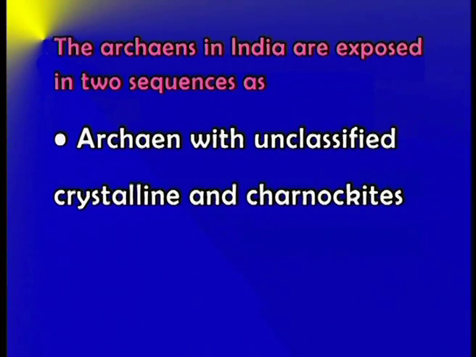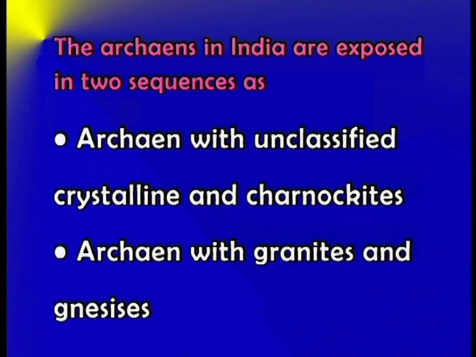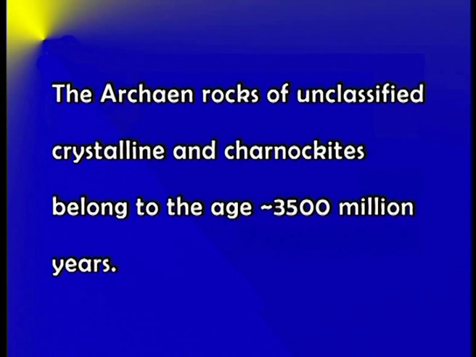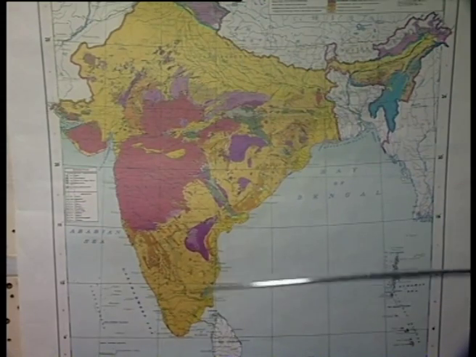The Archeans in India are exposed in 2 sequences: Archean with unclassified crystalline and charnockites, and Archean with granites and gneisses. The Archean rocks of unclassified crystalline and charnockites belong to the age of approximately 3500 million years. They cover most of the southern part of India.